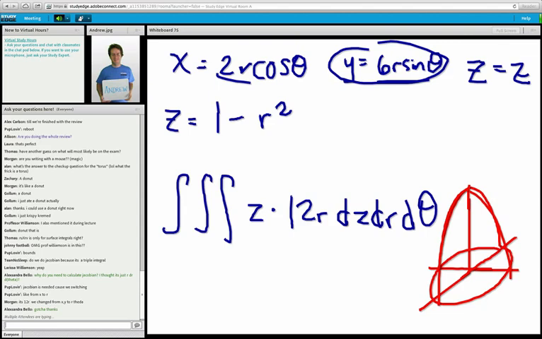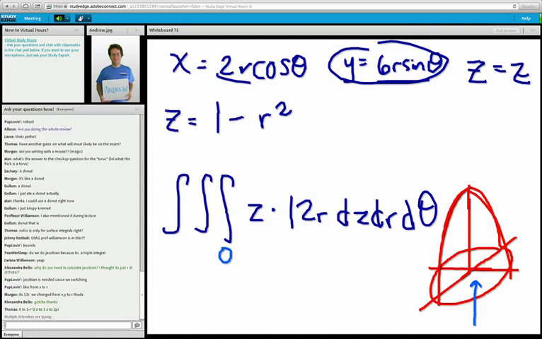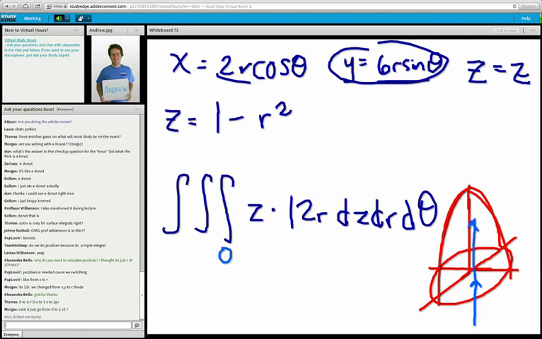The bounds for z. What we're going to do is draw a line from below the region up, parallel to the z-axis. What do we hit first as we enter the region? We hit a lower bound of z equals 0. As we continue through the region, we hit z equals 1 minus x squared over 4 minus y squared over 36. But as we transform that, it becomes 1 minus r squared. So that's our upper bound for z, 1 minus r squared.